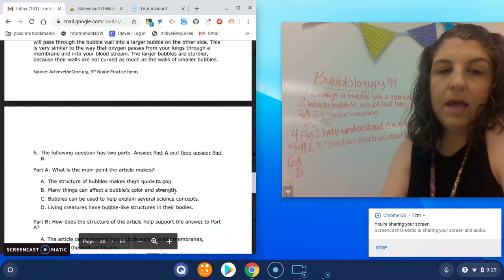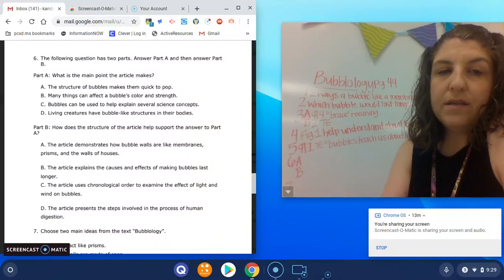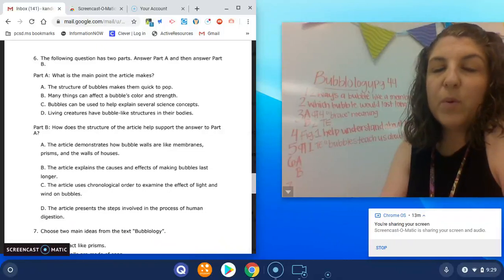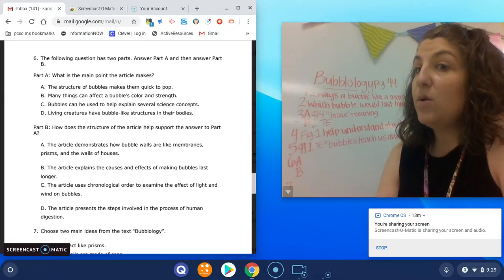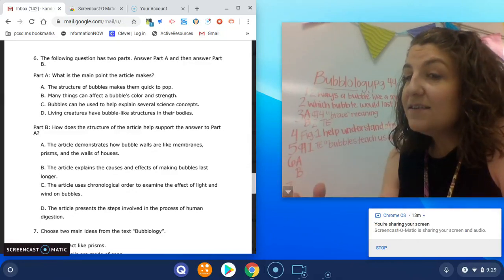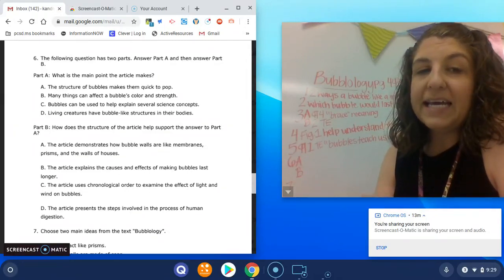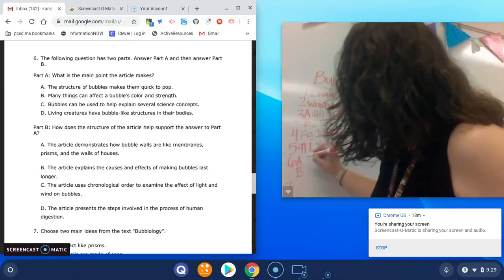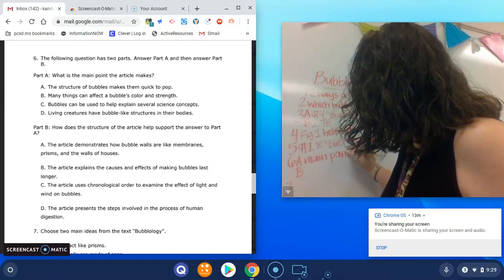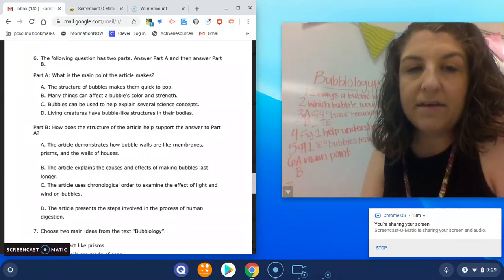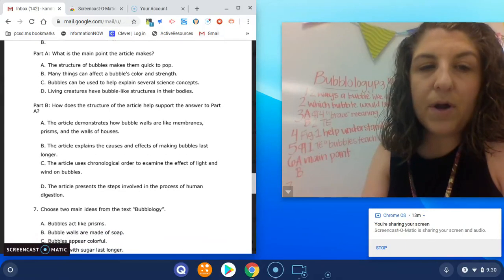I'm going to scroll down. Number 6 is also a Part A, Part B question. Part A says, what is the main point the article makes? Another word for main point would be main idea. So main point or main idea is what you can write for Part A. What's the big idea here? What's the article trying to tell us?